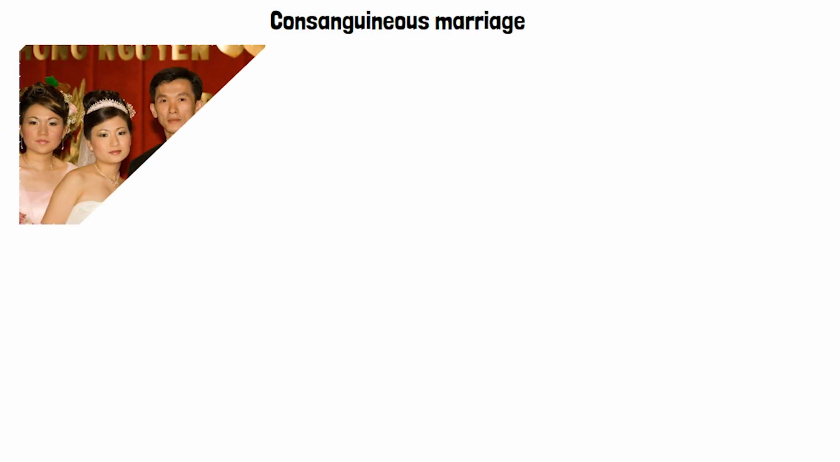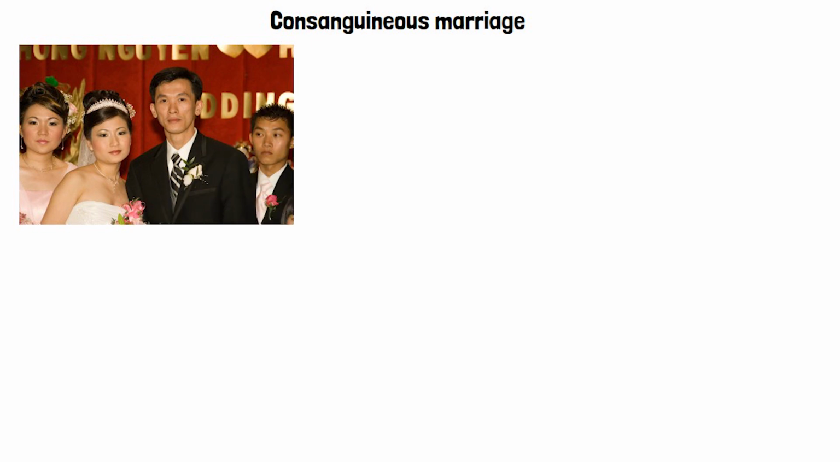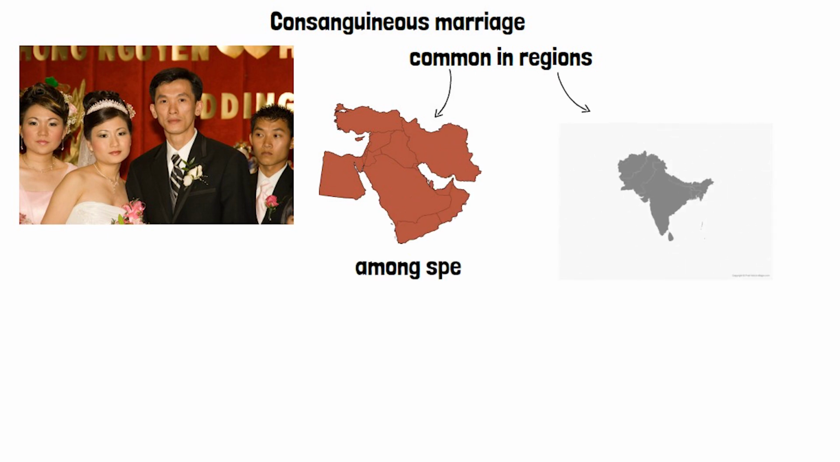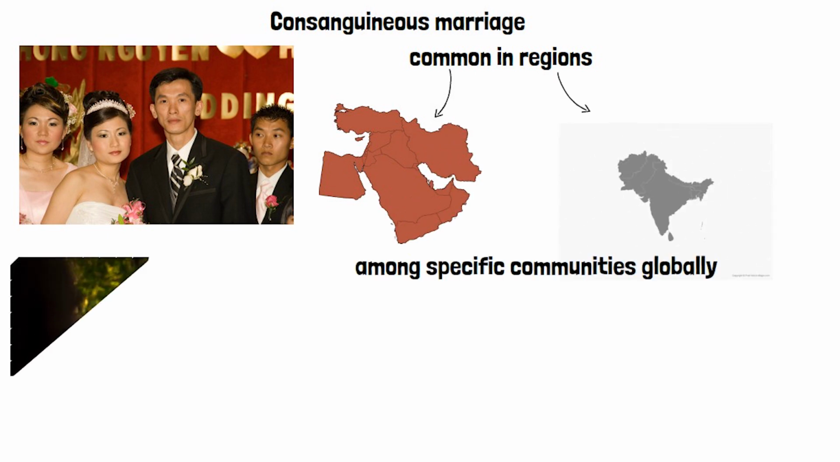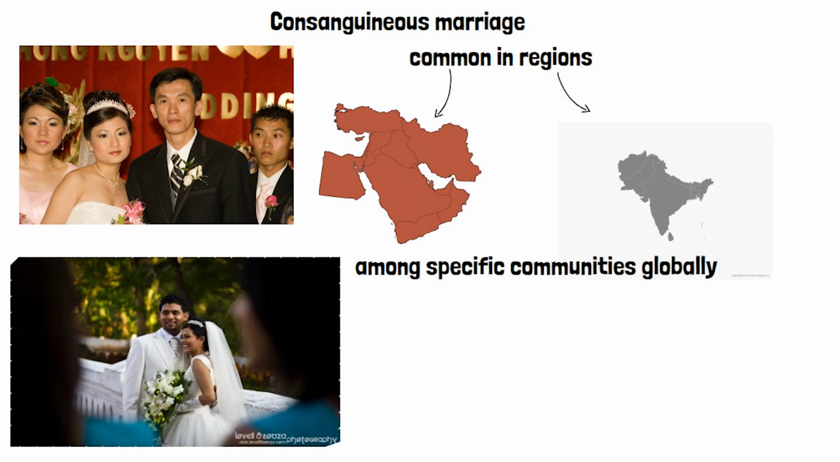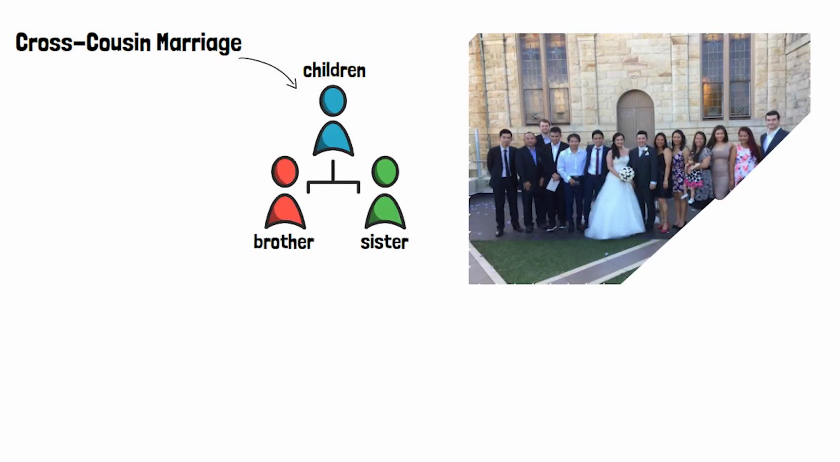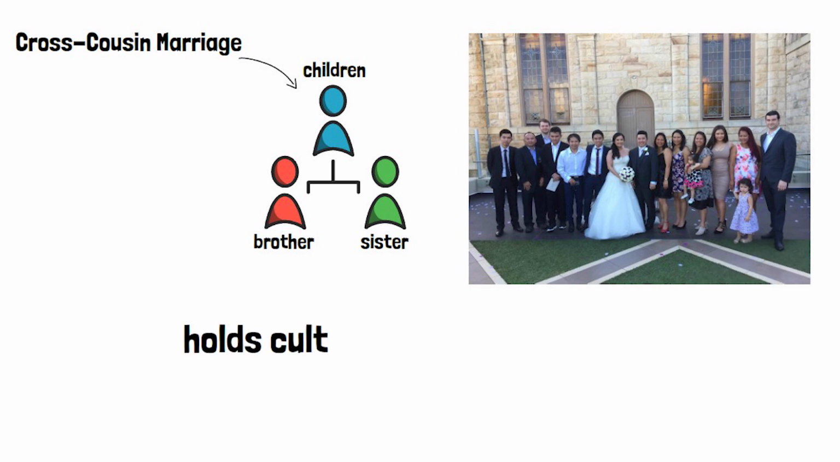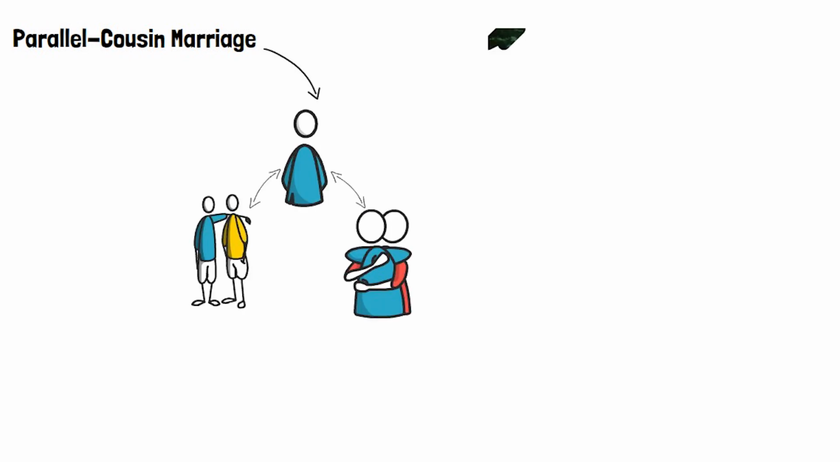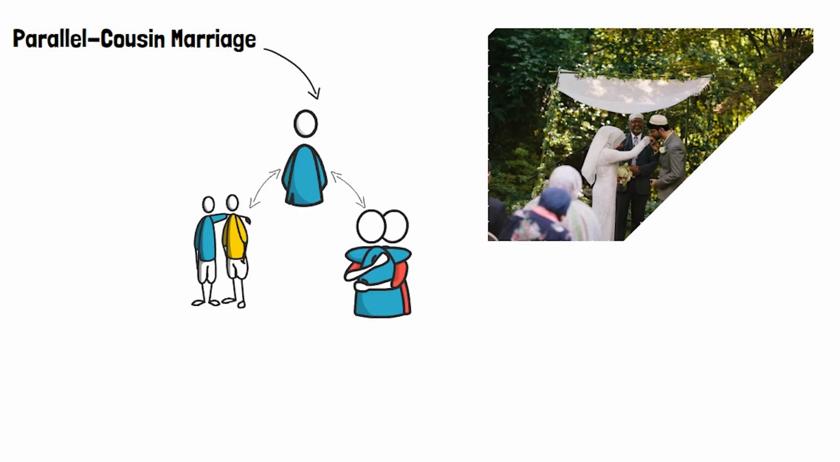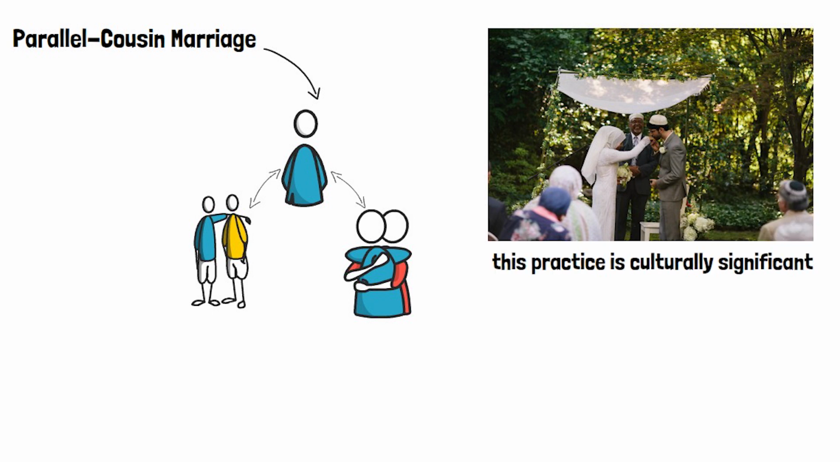Consanguineous marriage. It refers to a union between cousins prevalent in certain cultures worldwide for maintaining family ties and property. Cousin marriages are common in regions like the Middle East, South Asia, and among specific communities globally. While legally recognized in some countries, it is prohibited in others due to genetic concerns. Cross-cousin marriage involves the children of a brother and sister. This form of marriage is widespread in certain African and South Asian cultures and is legally recognized in regions where it holds cultural significance. A parallel cousin marriage entails the children of two brothers or two sisters. More prevalent in Middle Eastern cultures, it is legally recognized in regions where this practice is culturally significant.